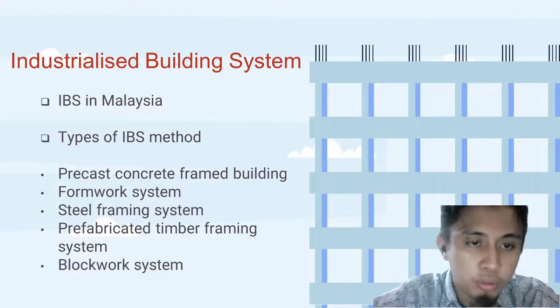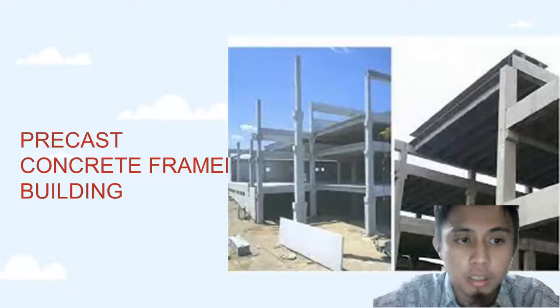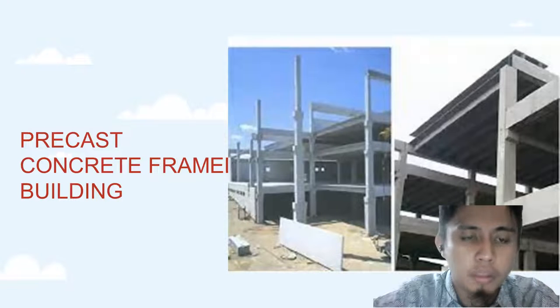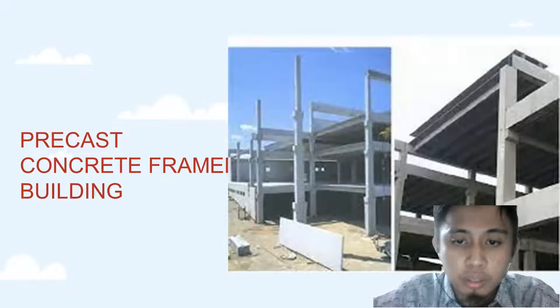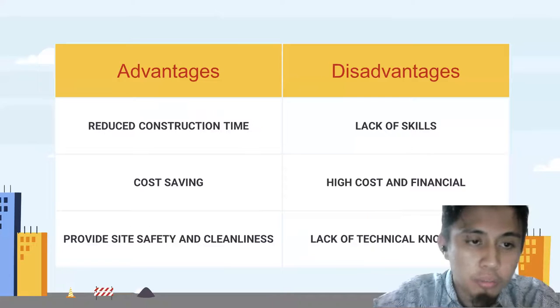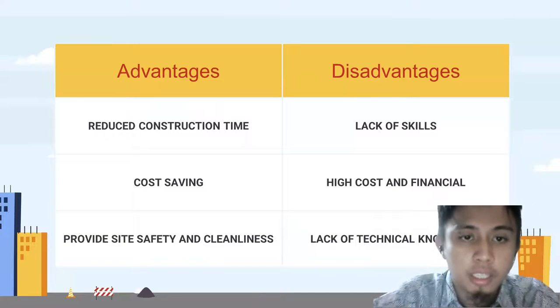So we move to the next slide, which is the example of the most common use type of IBS method, which is precast concrete frame building. So by using the precast concrete structure, there are many 3D components that can be produced, such as balconies, stairs, and many more.